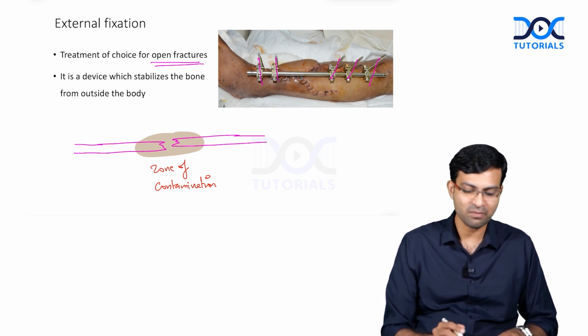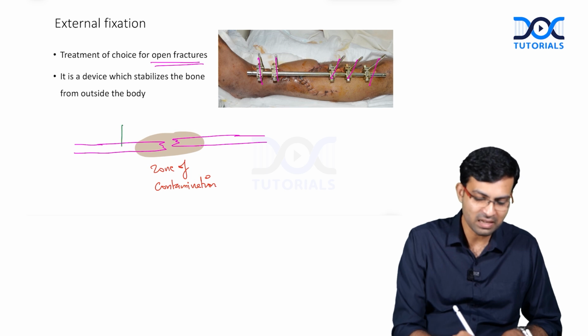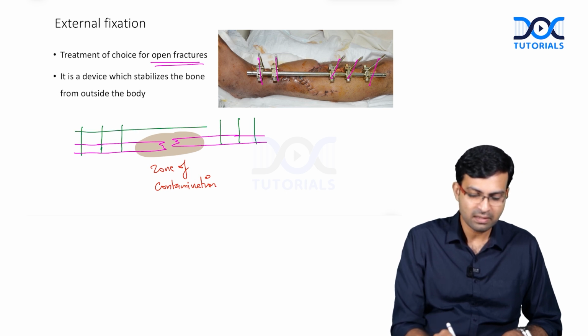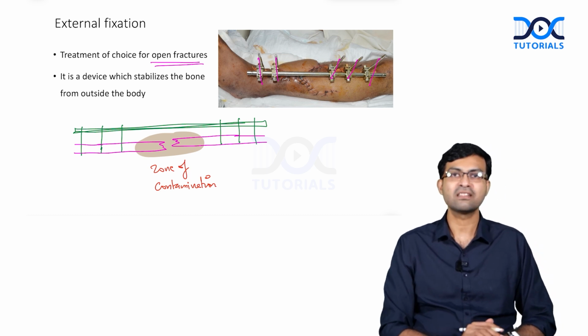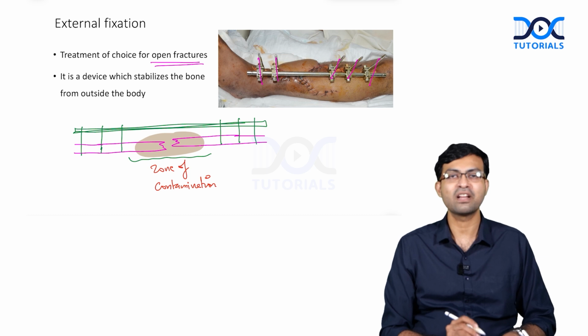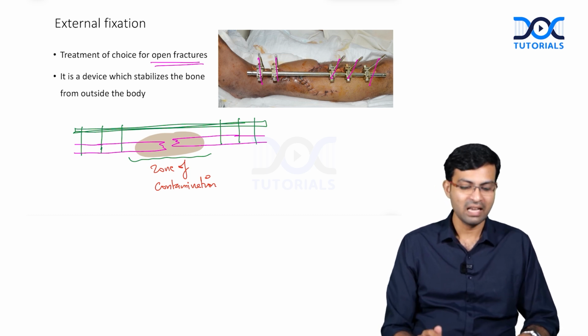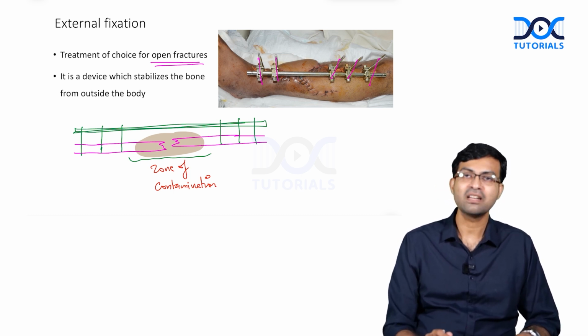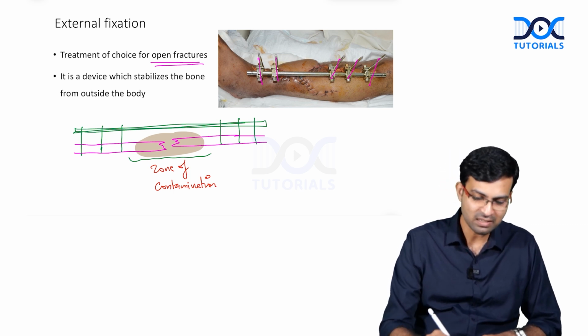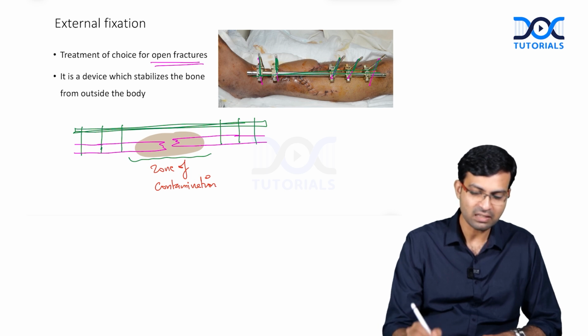So what we do is we keep away from the zone of contamination and we put 3 pins proximally and 3 pins distally. And you fix the pins using a rod like this. You stabilize using a rod. This is what we call external fixation. You can see that we have clearly avoided the zone of contamination. There are no implants in the zone of contamination and we are far away from there, and we have also successfully stabilized the fracture. Okay, so again you can see here there are 2 pins distally and 3 pins proximally, and they have been connected using rods.